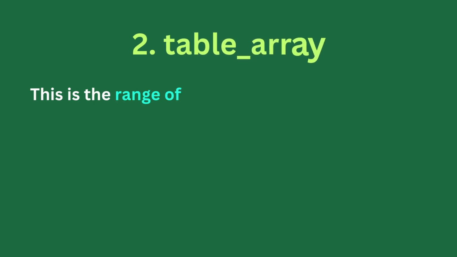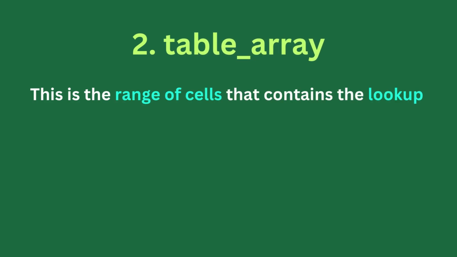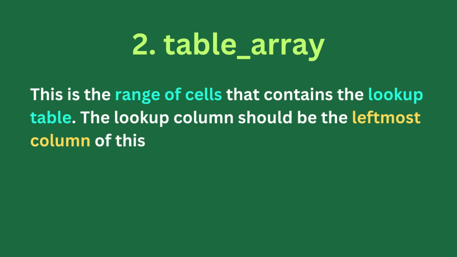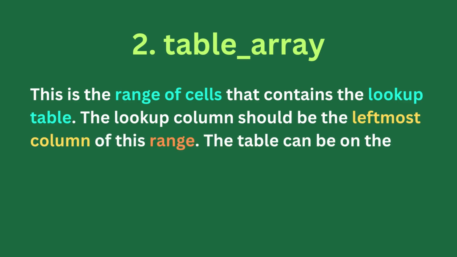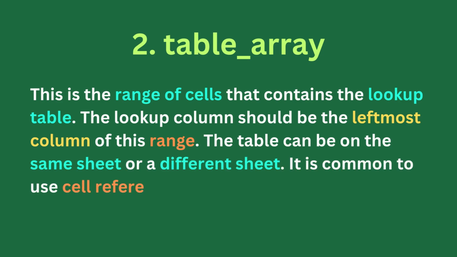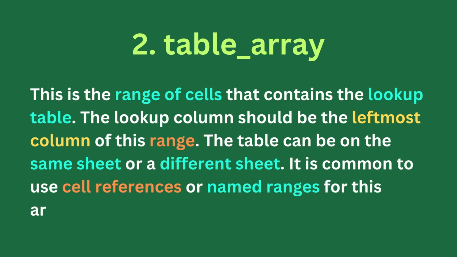2. table_array. This is the range of cells that contains the lookup table. The lookup column should be the leftmost column of this range. The table can be on the same sheet or a different sheet. It is common to use cell references or named ranges for this argument.